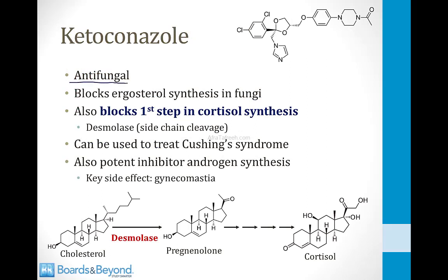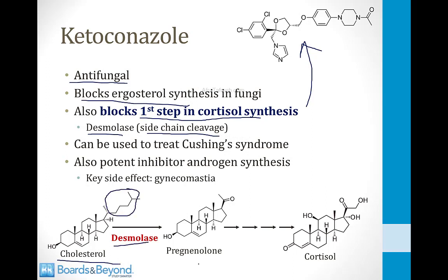Ketoconazole is an antifungal. It works by blocking ergosterol synthesis in fungi, and it has a chemical structure similar to the steroid hormones, and therefore it inhibits some of the enzymes involved in hormone synthesis. And one of those enzymes is the enzyme responsible for the first step in cortisol synthesis. That's called desmolase. It cleaves the side chain on cholesterol. If you look at the bottom left side of the screen, this is the structure of cholesterol. Desmolase cleaves this side chain, leaving behind a molecule of pregnenolone. Pregnenolone can then go through a series of steps to become cortisol.